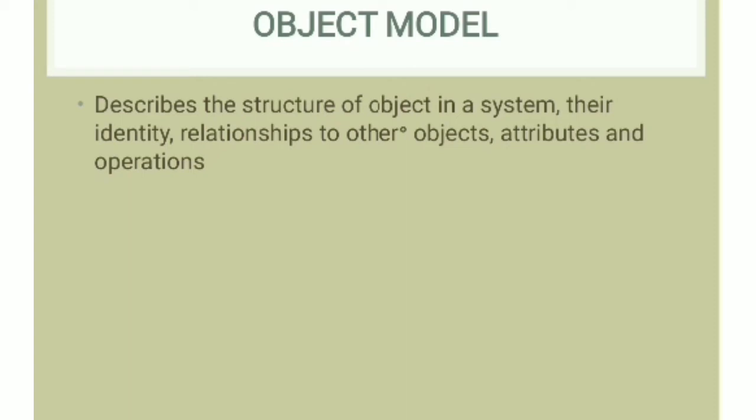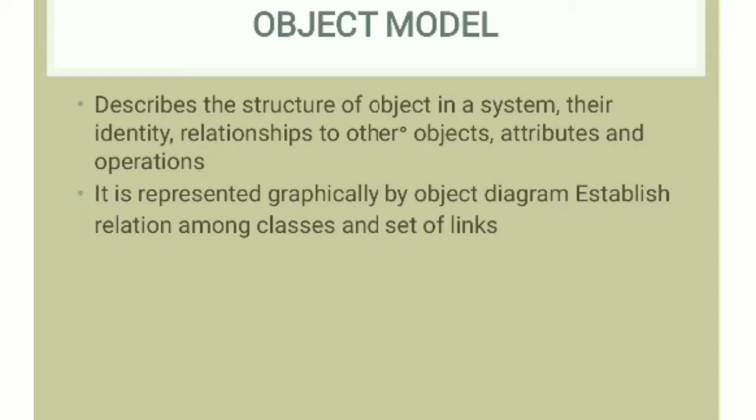It describes the structure of objects in the system. It identifies the relationships between objects. It also identifies the attributes and the operations. So the example of an object model is different classes and their relationships, which are derived in the object model.